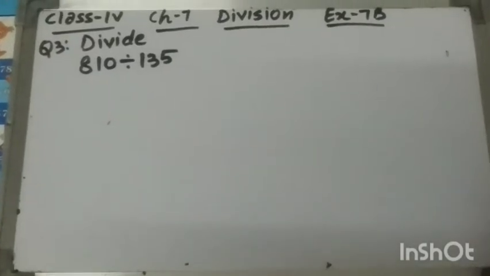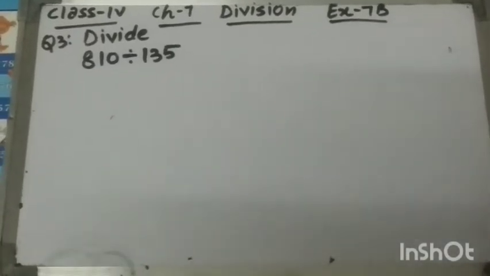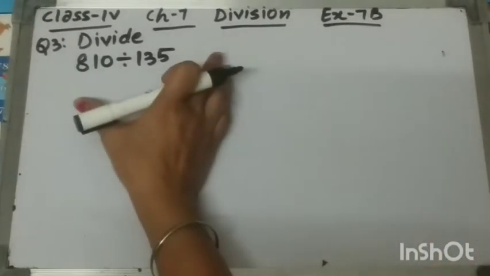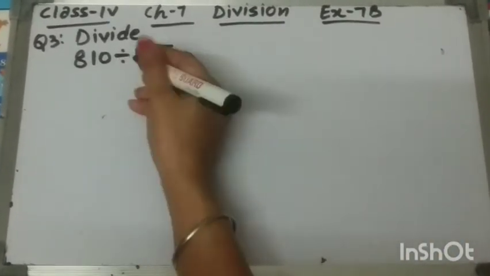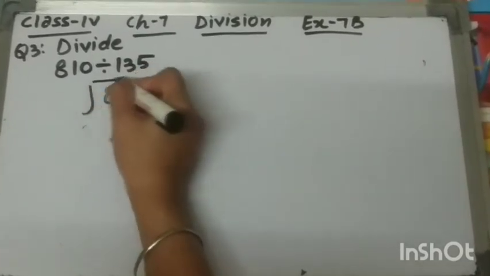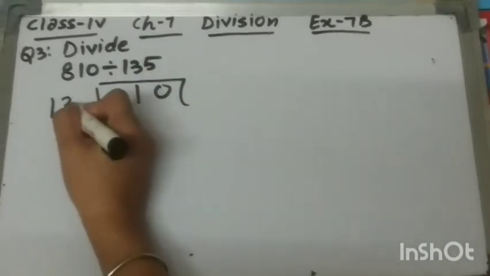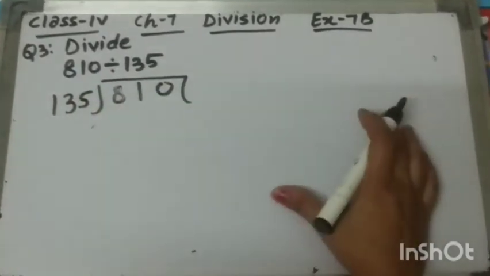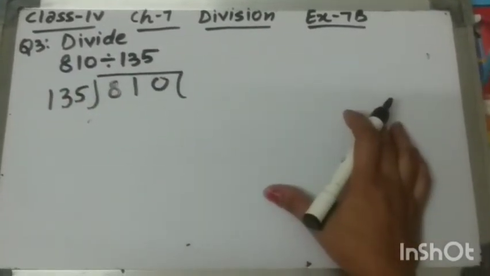Let's start question number 3 of exercise 7B. The question is: divide 810 by 135. We have to divide 810 by 135. But we don't know the table of 135. So how will we divide?